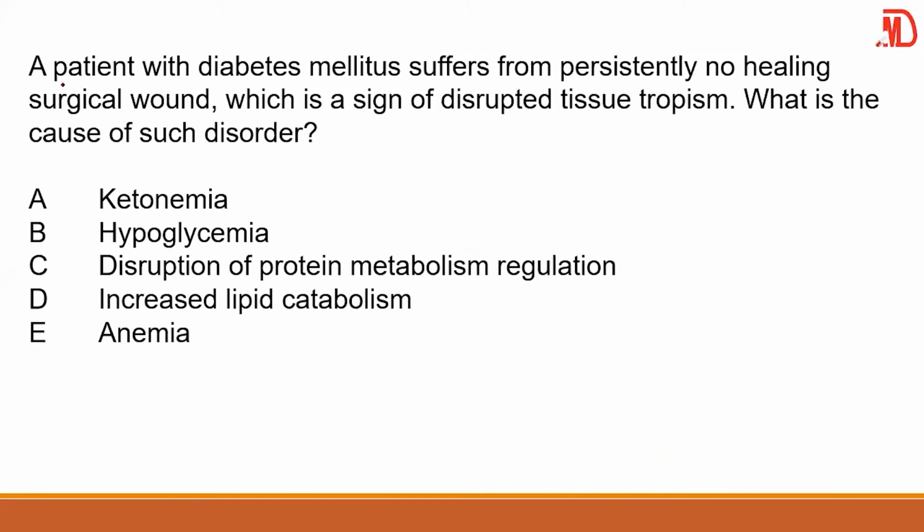I'm coming. Come. A patient with diabetes mellitus suffers from persistently no healing of a surgical wound, which is a sign of disrupted tissue trophism. What is the cause of such disorder? What is the cause of such disorder? First of all, what is diabetes? Who can tell me? What is diabetes?